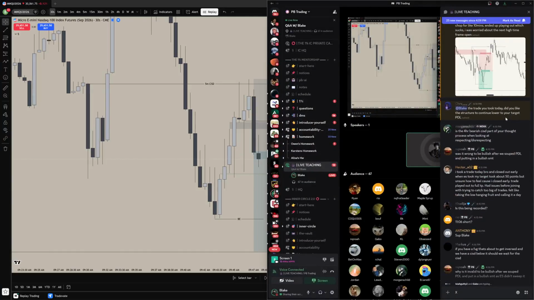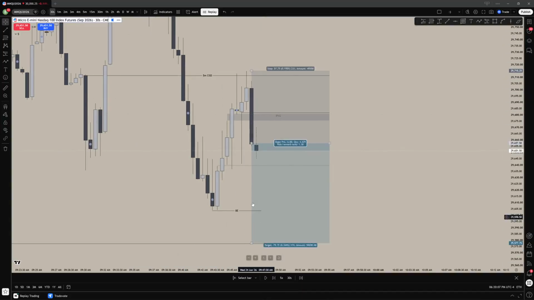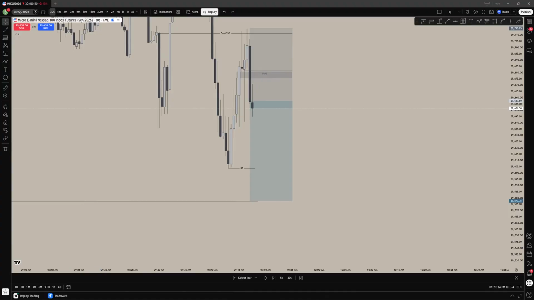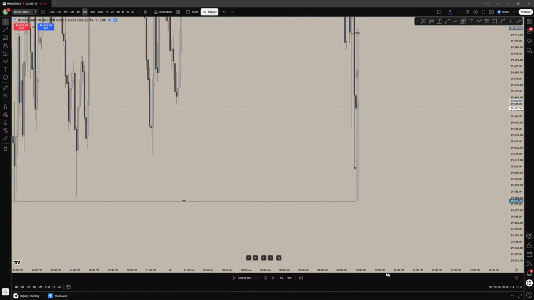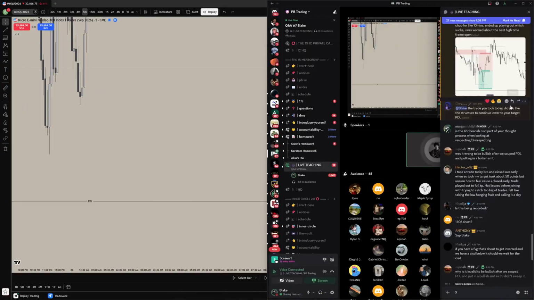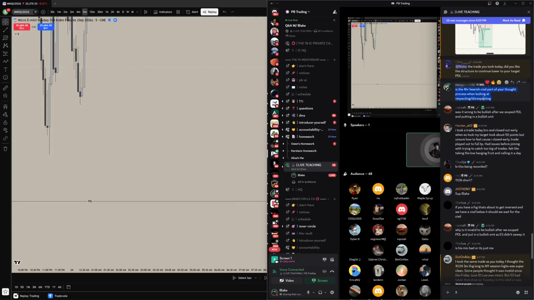The trade you took today, did you like the structure to continue lower to your target at previous day low? Wait, what? I mean, yeah, that's why I took the trade, so I can target previous day low. Wait, I don't get your question. Did you like the structure? Is the 4-hour bearish CIC part of your thought process? Was it wrong to be bullish after we souped previous day low?